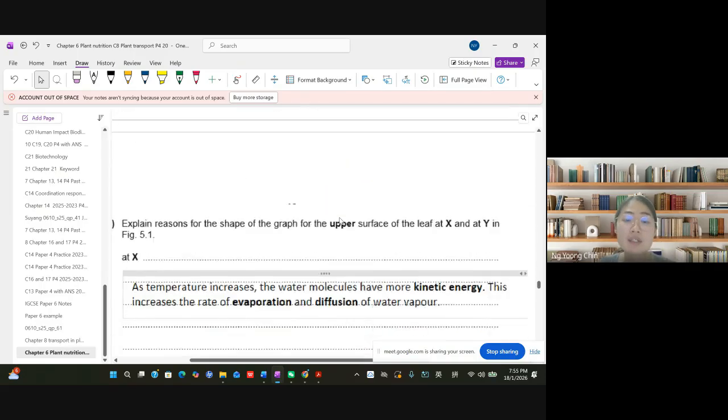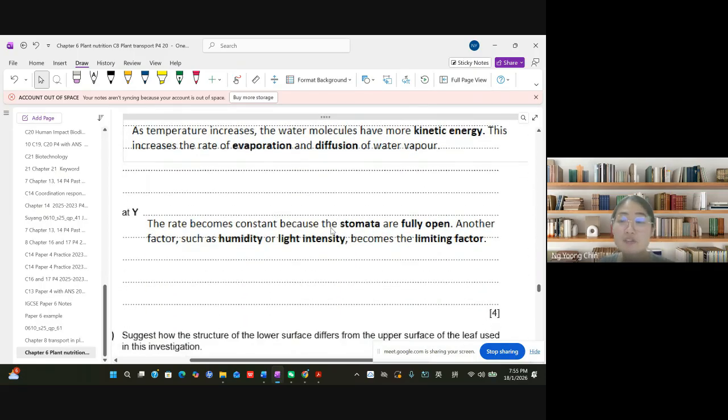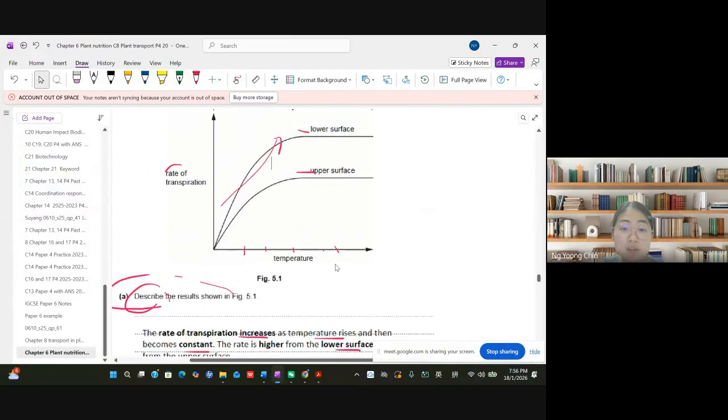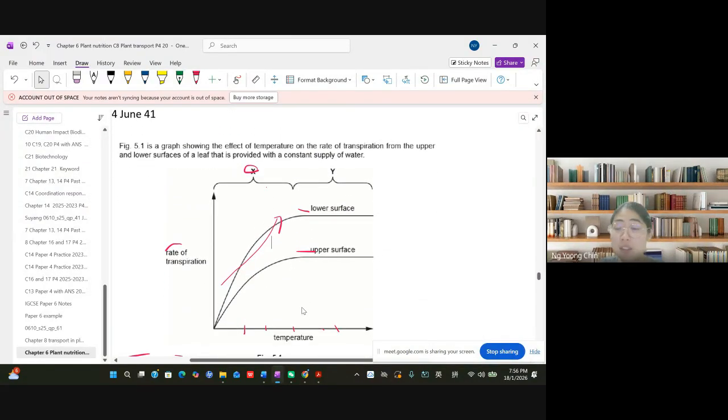So why does the rate later become constant? Because now the stomata are fully open. And another factor is that a limiting factor has actually taken place already. If you want to further increase the rate, you need to add on other factors, such as humidity and light intensity, which are now the limiting factors. Because now your temperature is not the limiting factor. So you should add other conditions in order to increase the rate of transpiration.